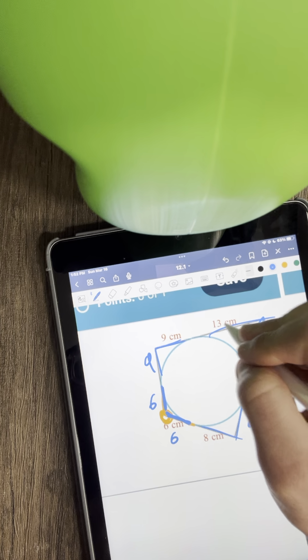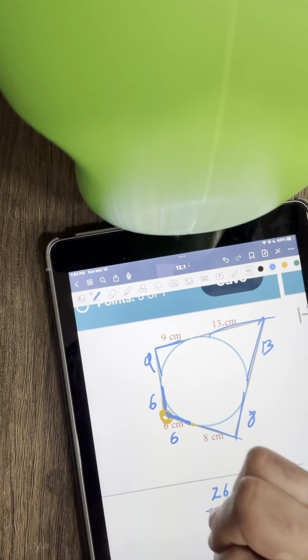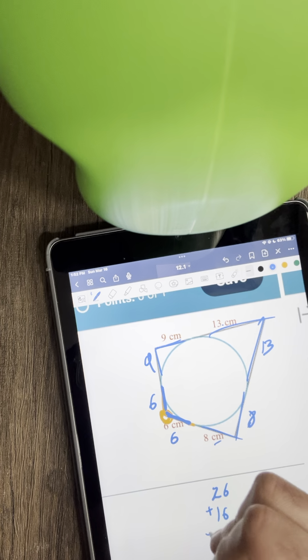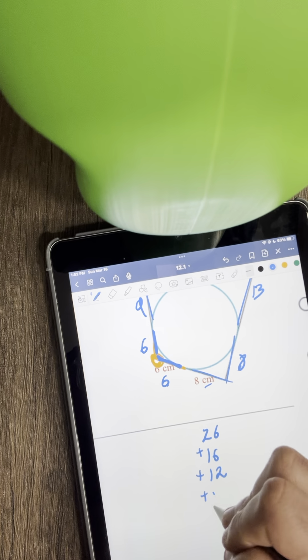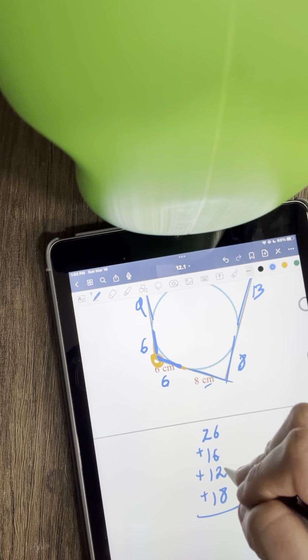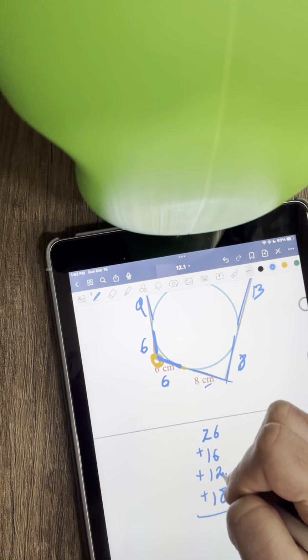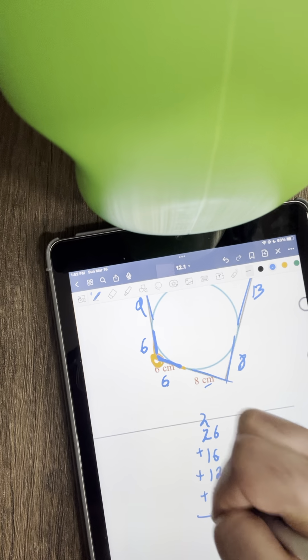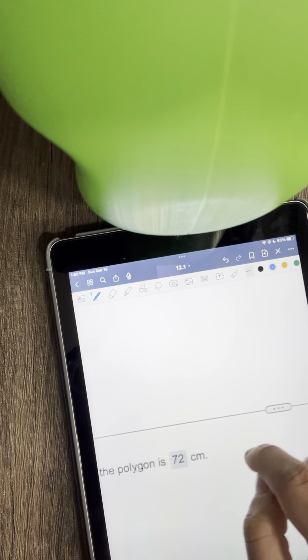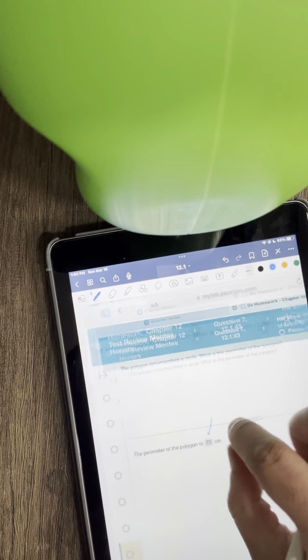So 13 plus 13 is 26, plus 16, plus 12, plus 18. So 12, 14, 22, right? 2, 4, 5, 6, 7. So it should be 72 if my math is right. Yeah, perfect. There you go.